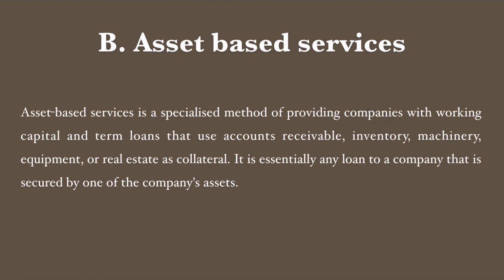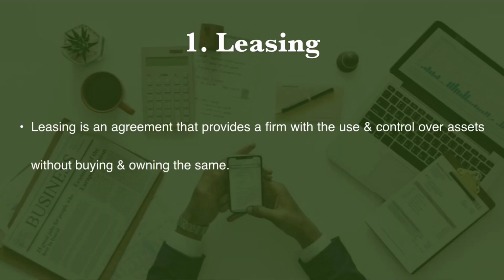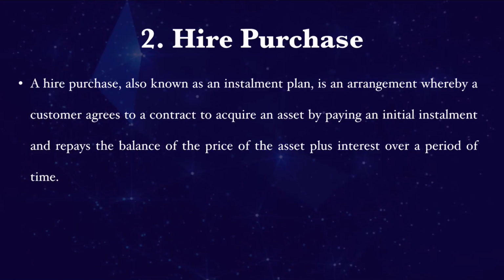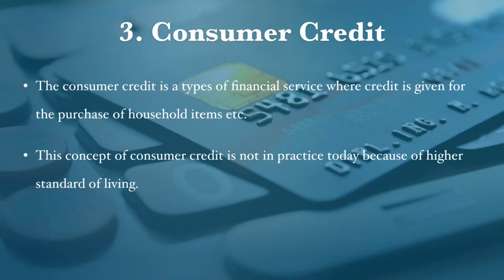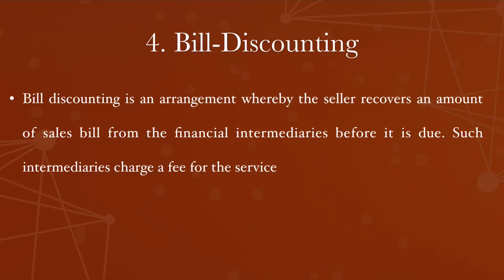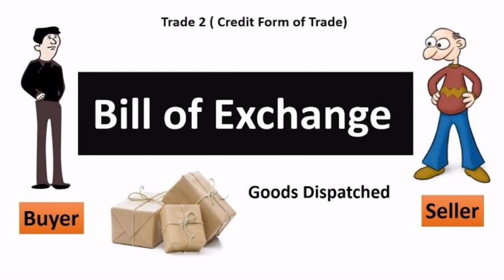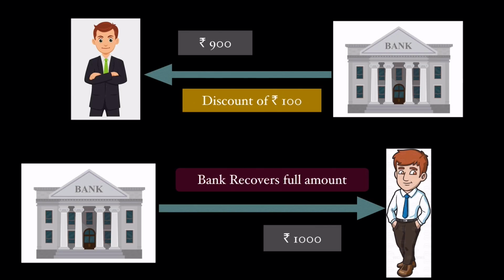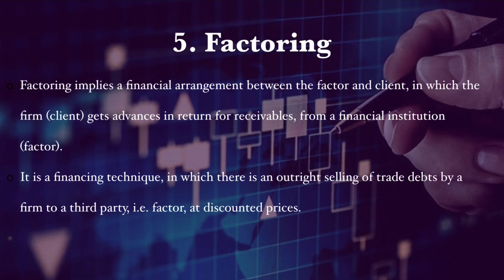Last class we had started off with asset-based services. We discussed the first one, leasing. Second point, hire purchase. Third one, consumer credit. Fourth one, bill discounting. We explained through a live example between a buyer and a seller. Now today we'll be studying the fifth point, which is called factoring.